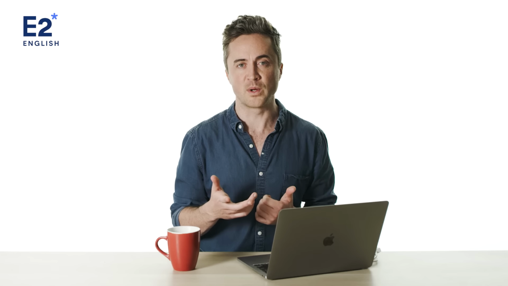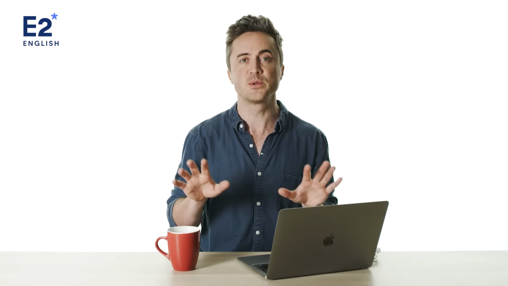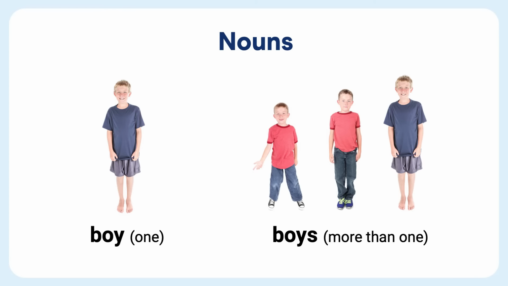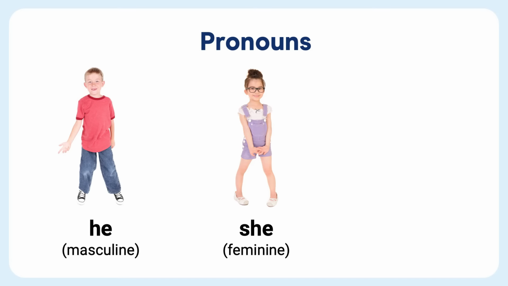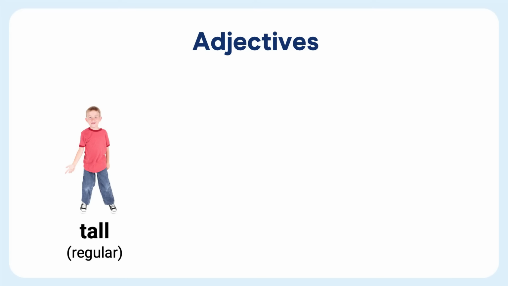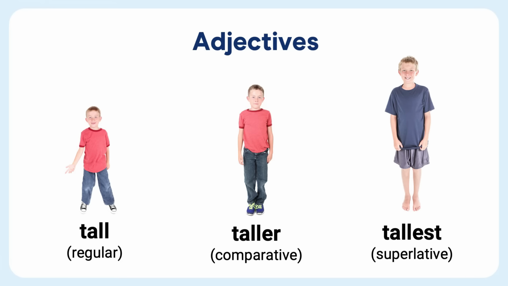So once you have the words, you then need to work out how to change the words according to English rules. And there are a few basic rules. Nouns can show one, boy, or more than one, boys. Pronouns can be masculine, he, feminine, she, or neuter, it. Adjectives can be regular, tall, comparative, taller, or superlative, tallest.